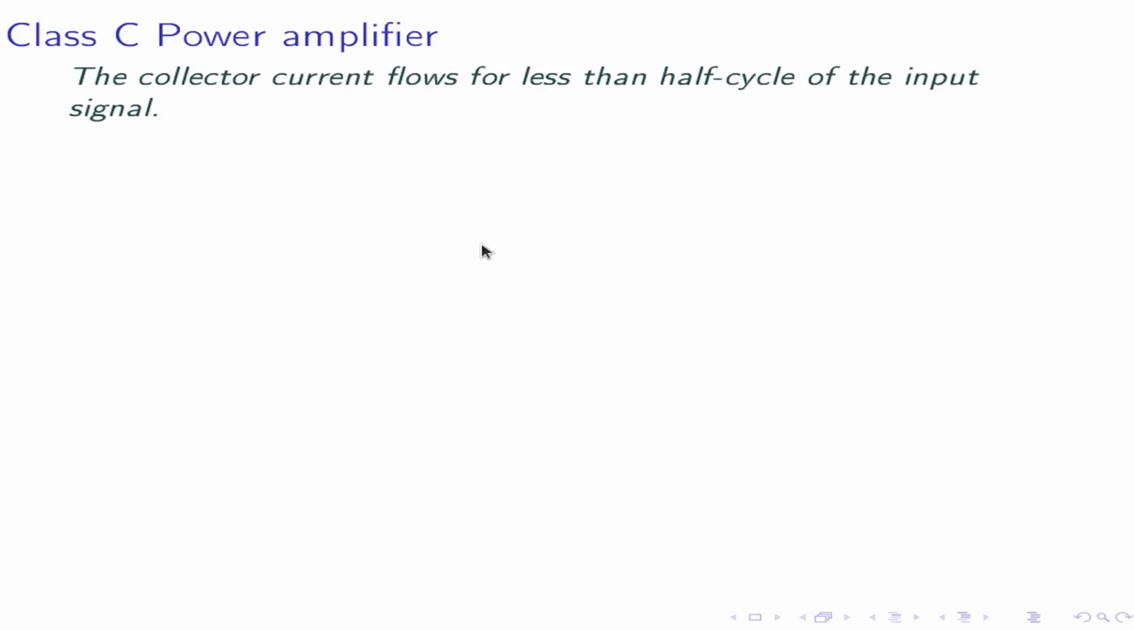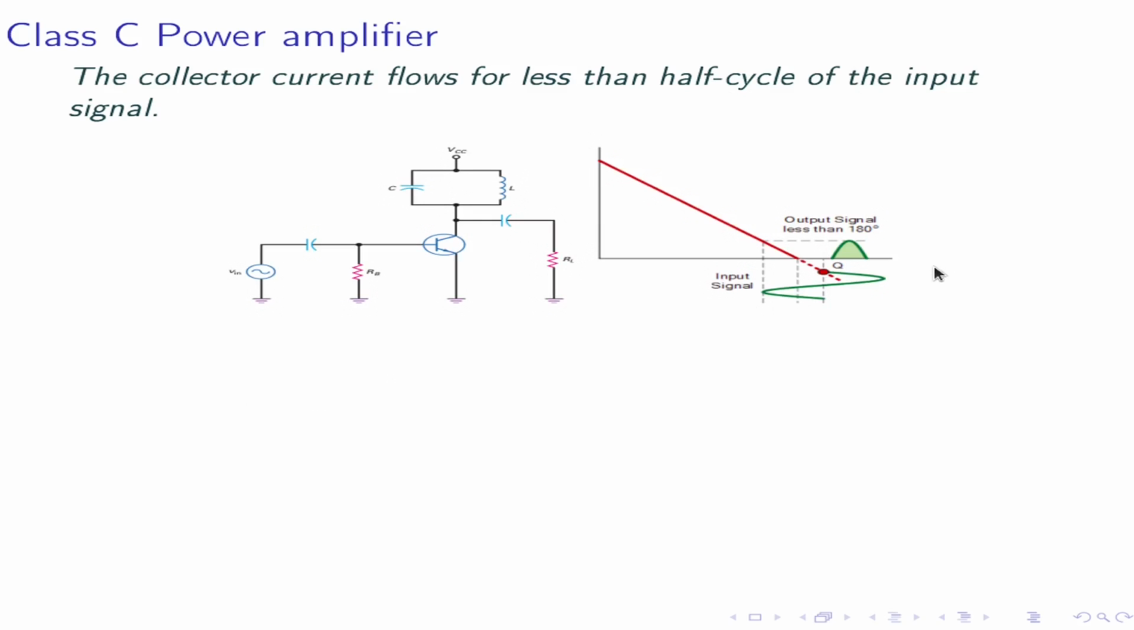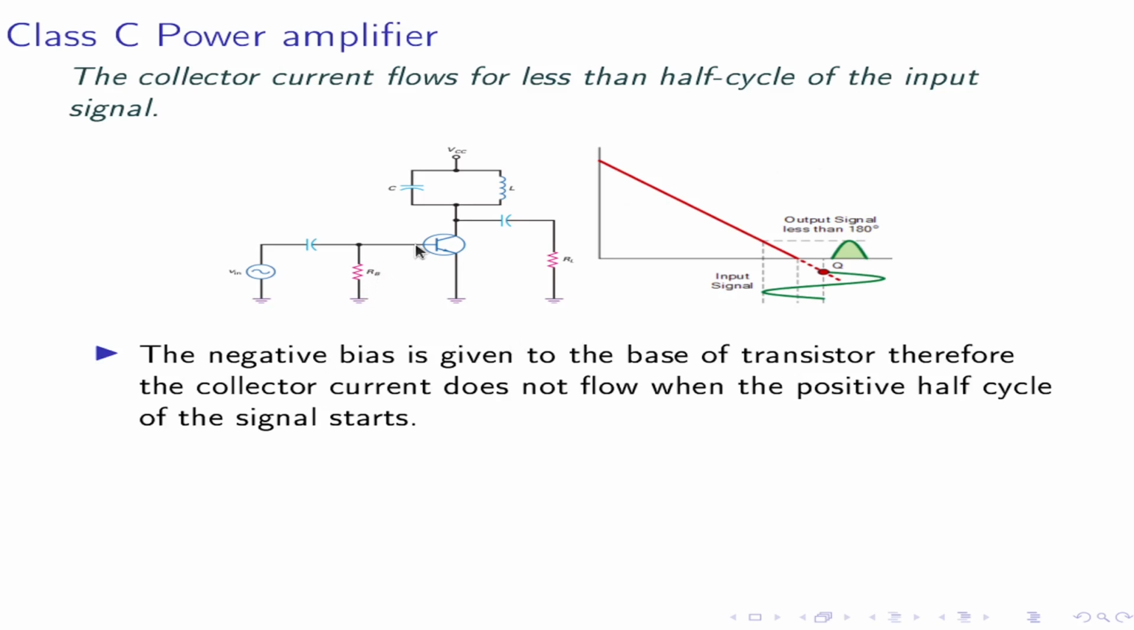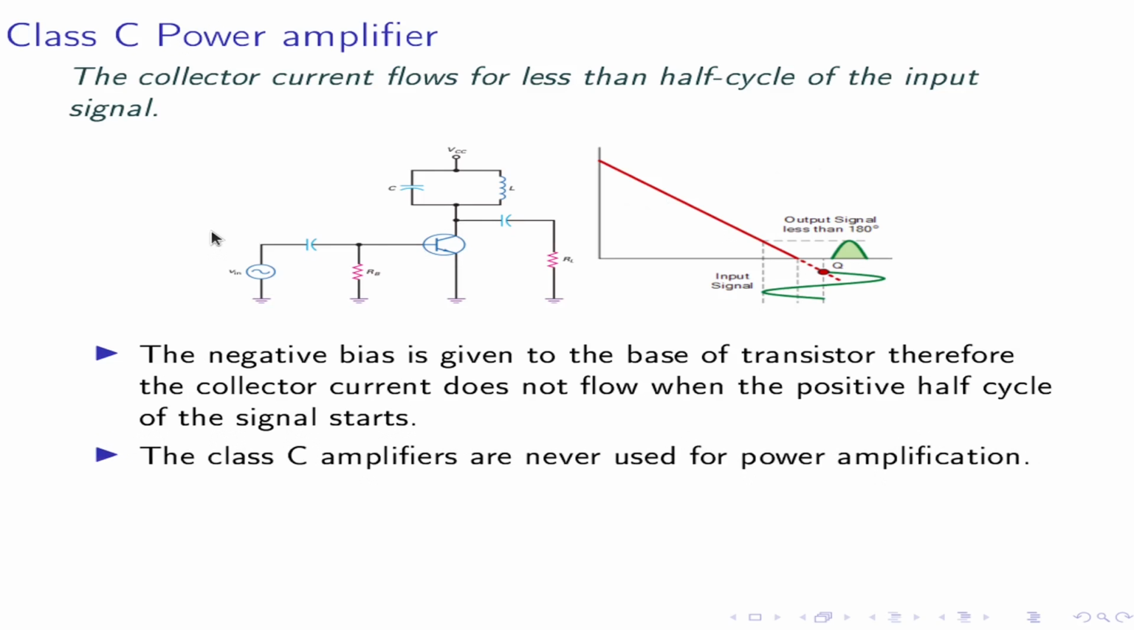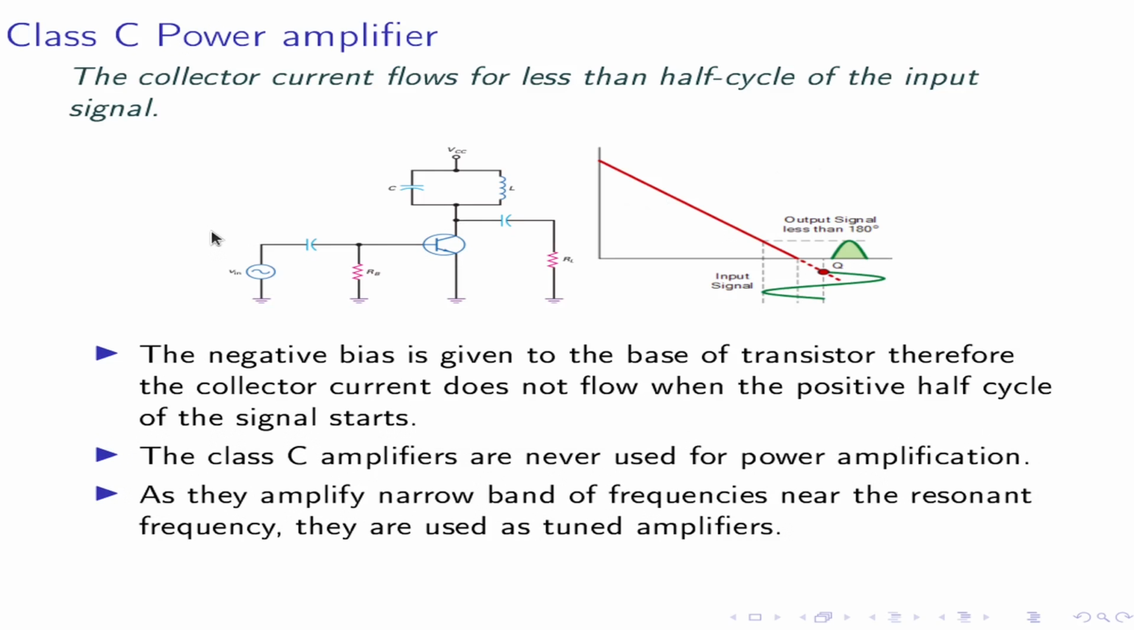Class C power amplifier. In Class C power amplifier, the collector current flows for less than half cycle of the input signal. This is a Class C power amplifier. In this graphical representation, the output is less than 180 degree. The negative bias is given to the base of the transistor. Therefore, collector current does not flow when the positive half cycle of the signal starts. The Class C amplifiers are never used for power amplification as they amplify a narrow band of frequency near the resonant frequency of the LC circuit. They are used as tuned amplifiers.